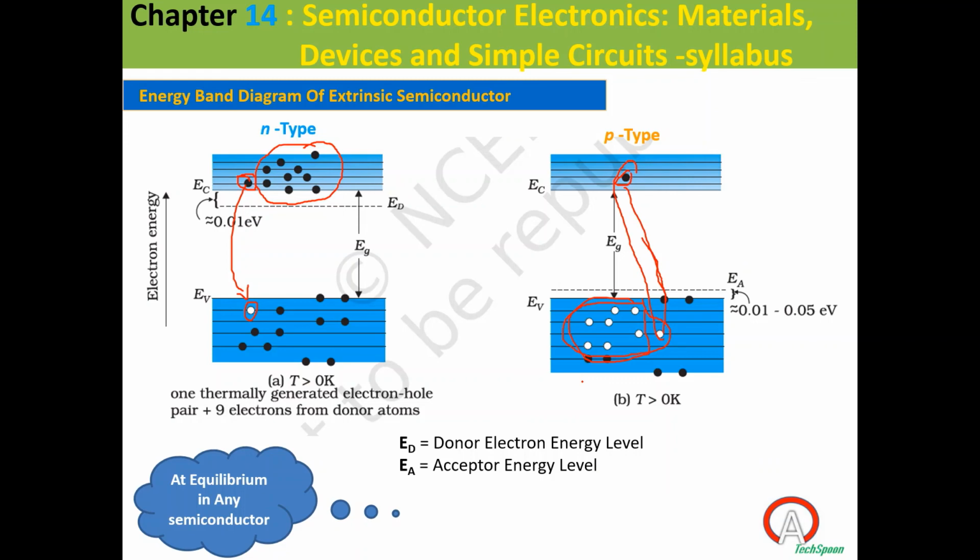At this point you also have to remember, at equilibrium in any semiconductor, whether intrinsic or extrinsic, if you multiply the number of electrons with the number of holes, it will be equal to the square of the number of electrons of the intrinsic semiconductor. Very, very important equation you have to keep in your mind. n_e times n_h is equal to n_i squared.